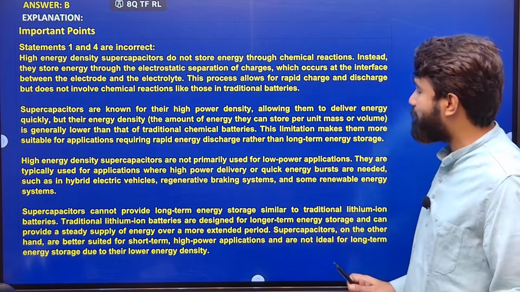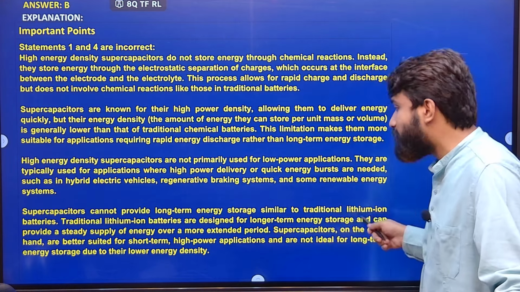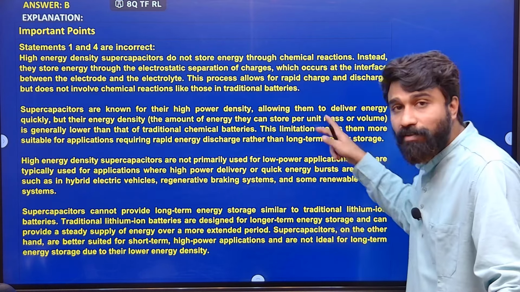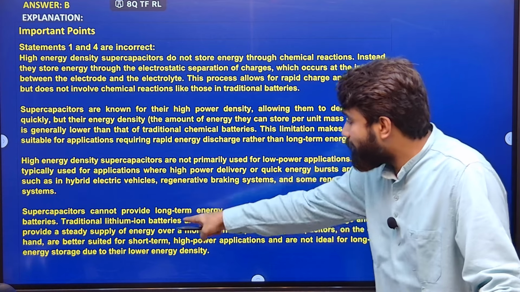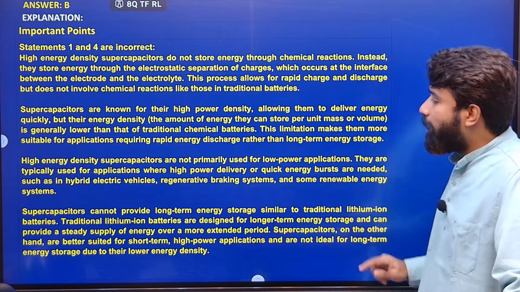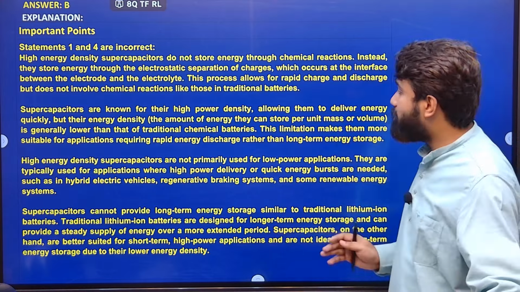Supercapacitors cannot provide long term energy storage similar to traditional lithium batteries. They will not provide long term energy storage, that is given several times here. But lithium ion batteries can be used for long term energy storage, that is important. Already I have discussed the entire concept very easily and lucidly.